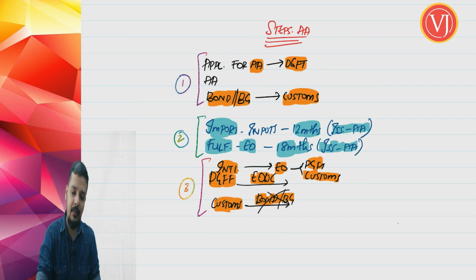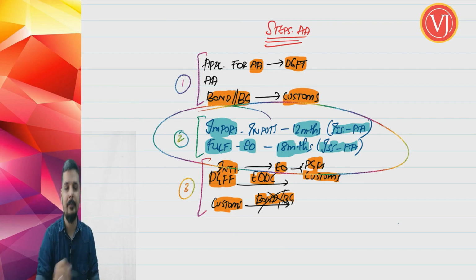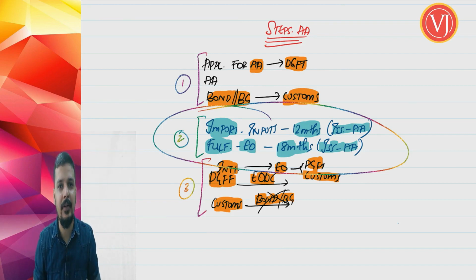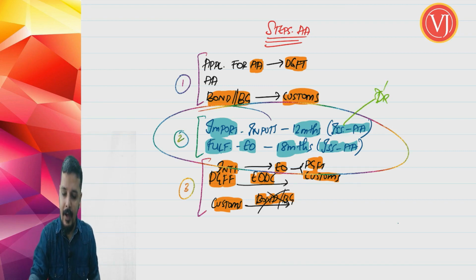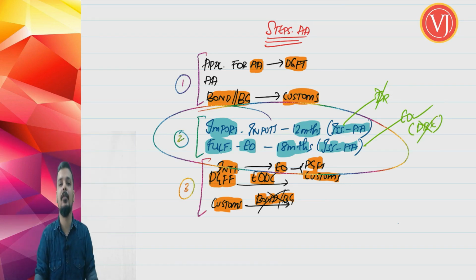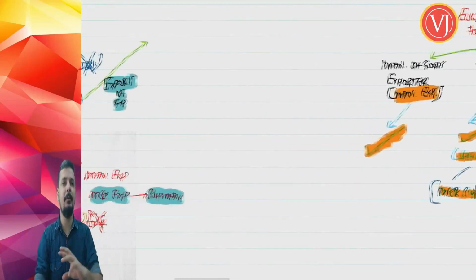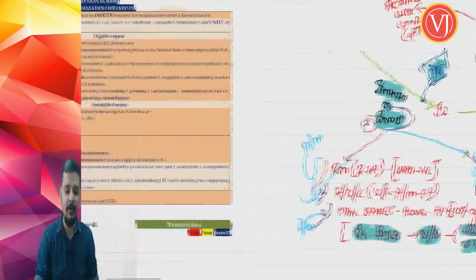What is very important is this point. You have to import the inputs within 12 months from the date of issuance of advance authorization, where you are not going to pay any import duty. And you have to fulfill your export obligation. No duty drawback. Fulfill your export obligation within 18 months from the date of issuance of advance authorization. So these are the steps which you have completed. So at the time of differentiation, it will be very easy to compare your advance authorization and duty-free import authorization.